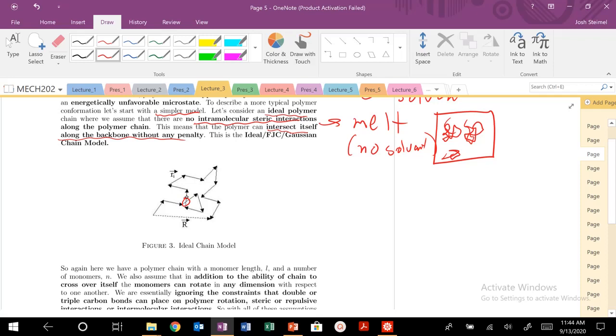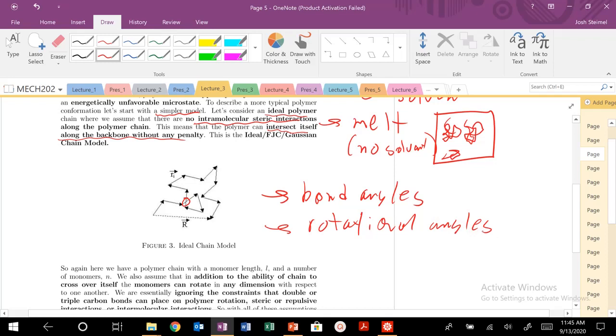So in this model, we do not care about bond angles. We do not care about rotational angles. We talked about those rotational isomeric states, so we don't think about that. We don't consider any kind of chemistry at all. So steric interactions, intramolecular interactions, nothing is considered here.